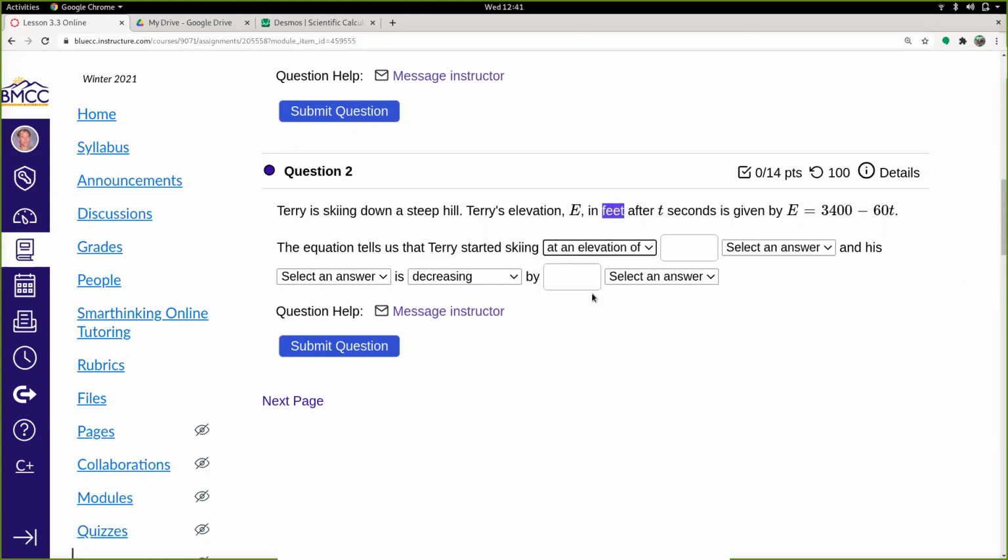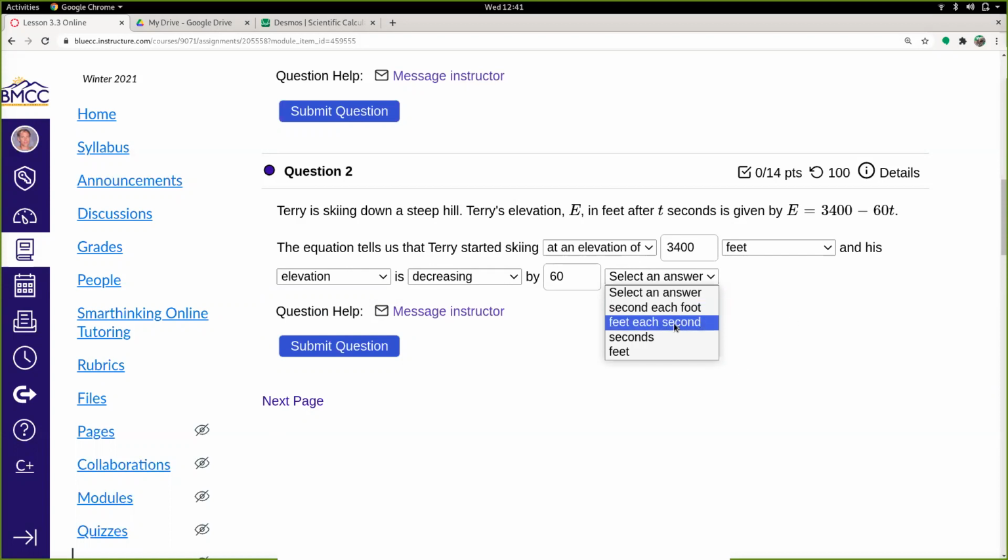Y-intercept is an elevation. So the equation tells us Terry started skiing at an elevation of, for me, it's 3,400. Double check what yours is. And that was feet. And his elevation is decreasing by 60... Anybody? 60. Each second. Feet each second.